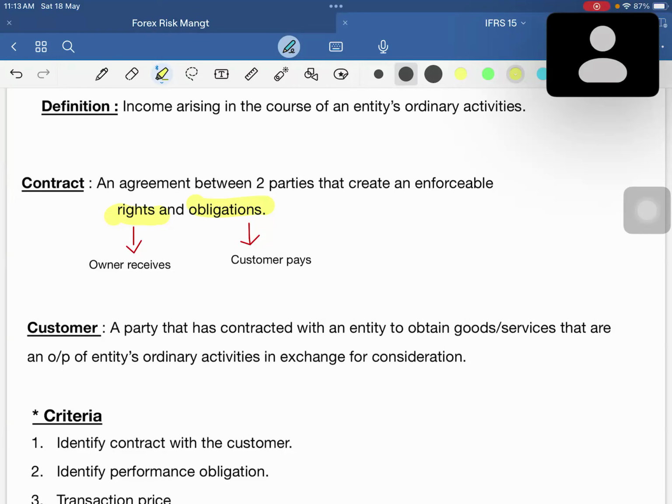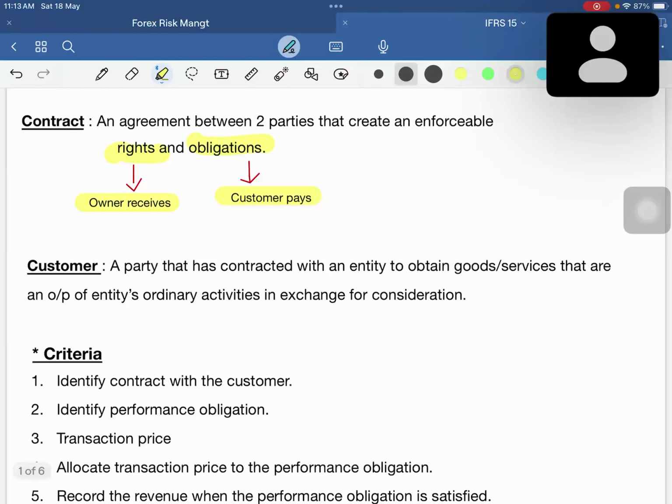That means the owner receives the good. Now, if you're going to buy, they're not going to sell it to you for free. You have to pay something, and that is your obligation to pay, which is what the customer pays. Now, who is the customer? The customer is the person for whom the good is supposed to be transferred, and this person would pay something in return. That something has a specific term: we call it the consideration.